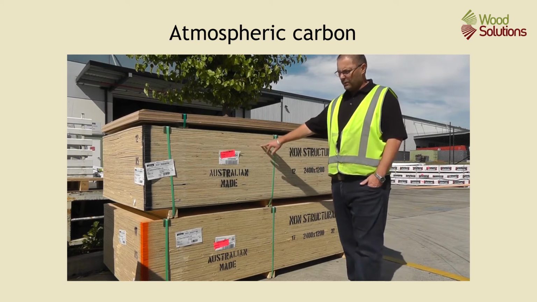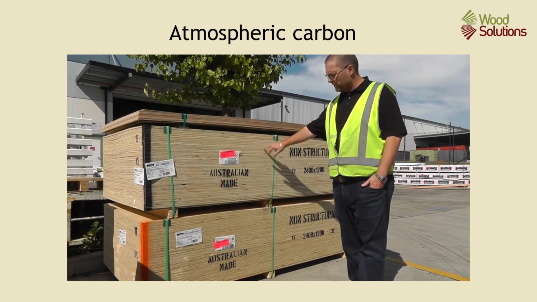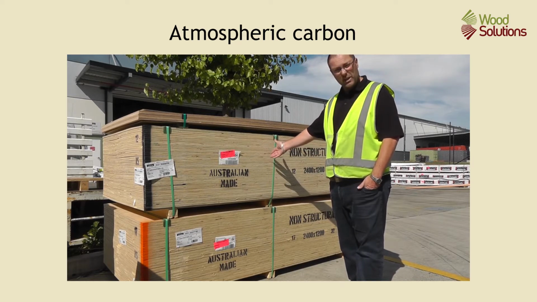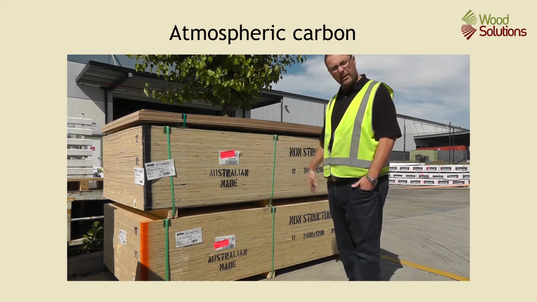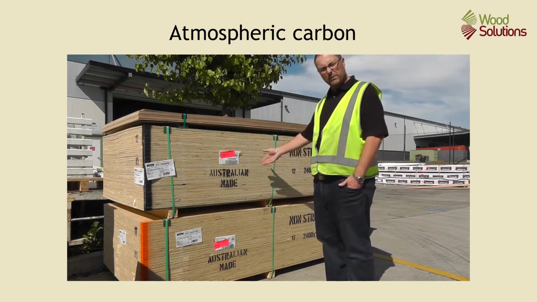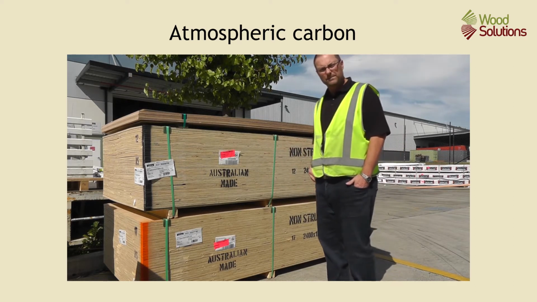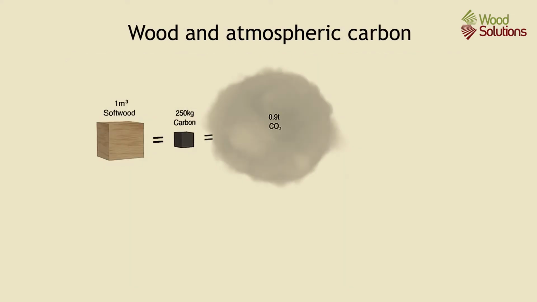So this is a pack of 12mm non-structural plywood, Australian made. It's 45 sheets, it would weigh around about 840 kilograms, and around 50% of that would be atmospheric carbon. So each tonne of seasoned timber used in the building equals about 450 kilograms of atmospheric carbon.